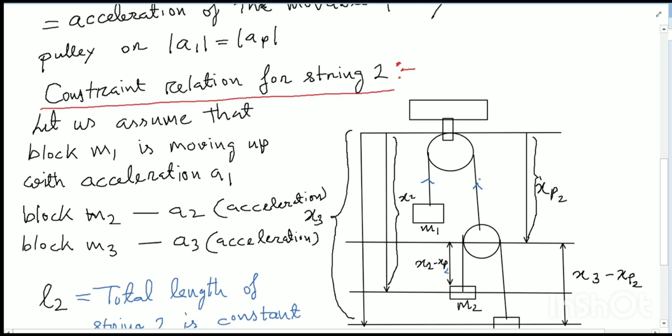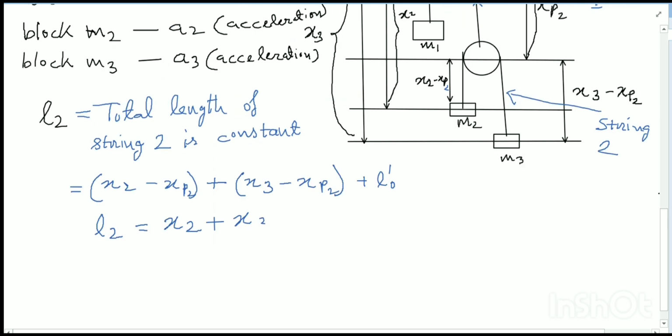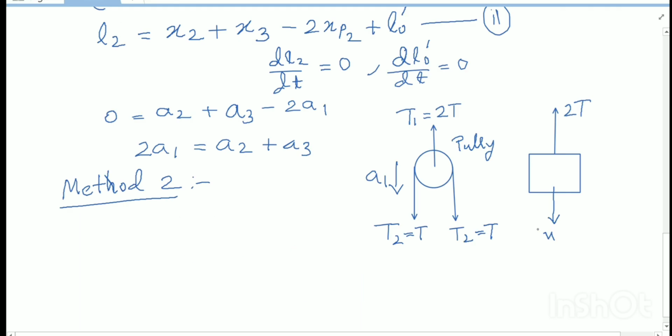Now I differentiate L2. As it is constant, dL2 by dt equals 0. L2 is equal to X2 plus X3 minus 2XP2, and dL2 by dt is equal to 0, and dL0 dash by dt is 0. So A2 plus A3 is equal to 2A1. This is the relationship between 2A1 and A2 plus A3.